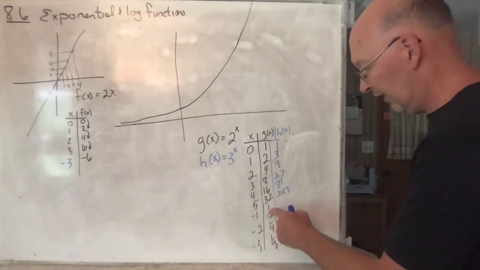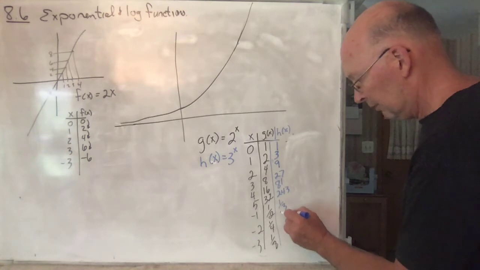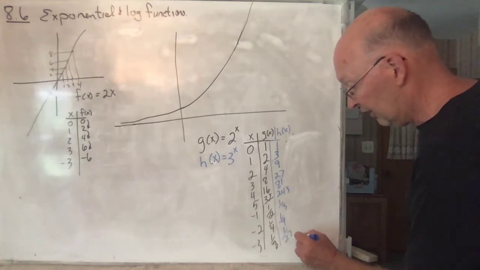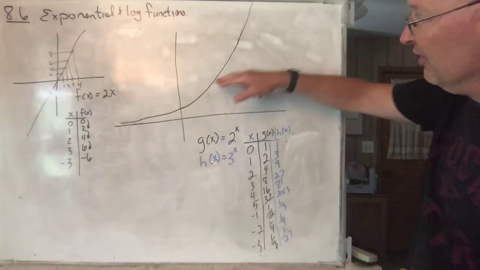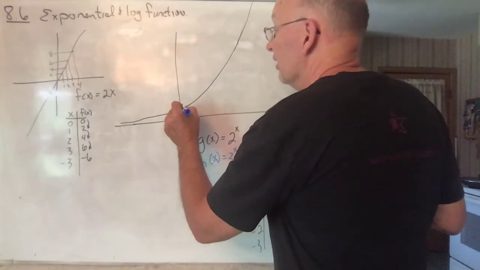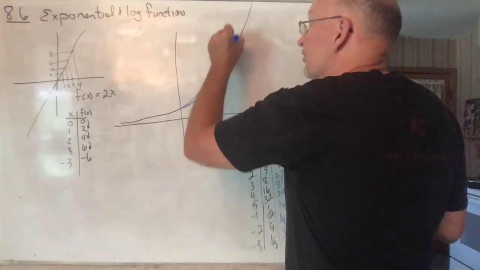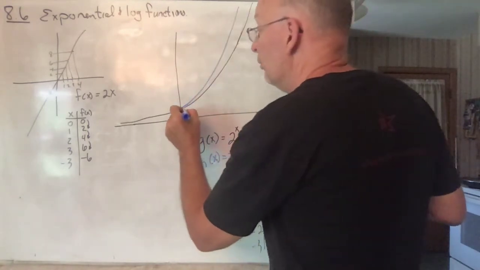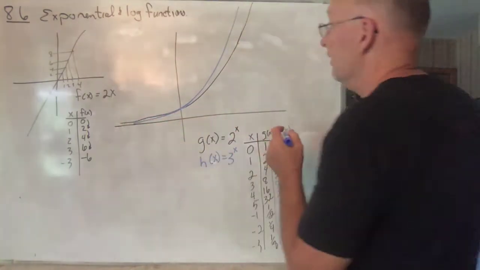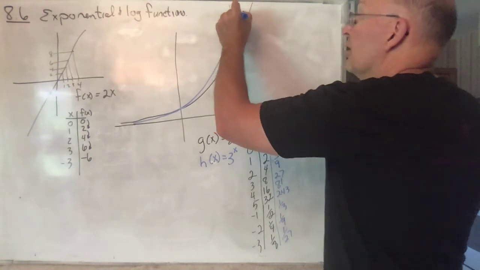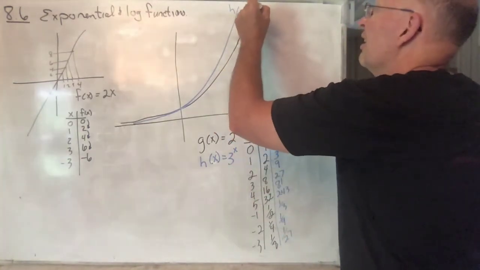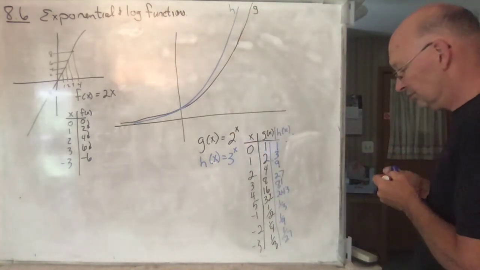Now if I take negative values, it's going to be 1/3, 1/9, 1/27, and so on. So as fast as this thing was rising, 3 to the x is going to rise even faster. Okay, it's going to go up even faster, and it's also going to go down even faster. So it's going to look like that. So here's your h. Okay, first one was g, and that one is h.